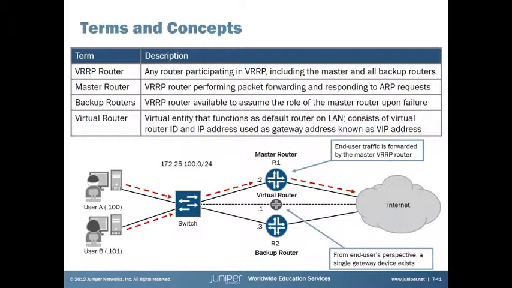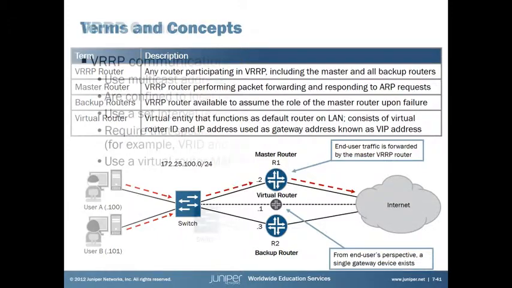So the master router will respond to the ARP request. The backup router is available to assume the role of the master router upon failure. So the actual traffic goes to the master router. A virtual router is an entity that functions as a default router on the LAN, and consists of a virtual router ID and IP addresses used as a gateway, known as the VIP address, the virtual router IP address. This is an open standard protocol, by the way.